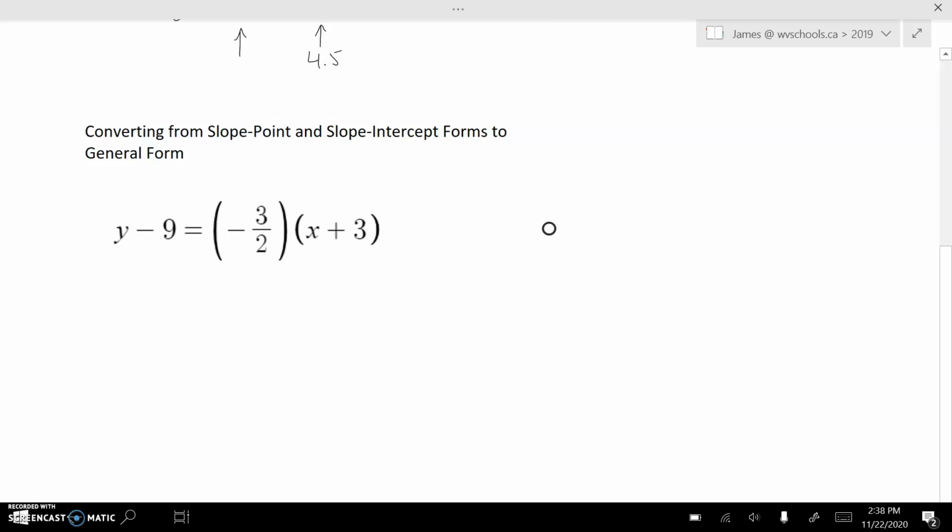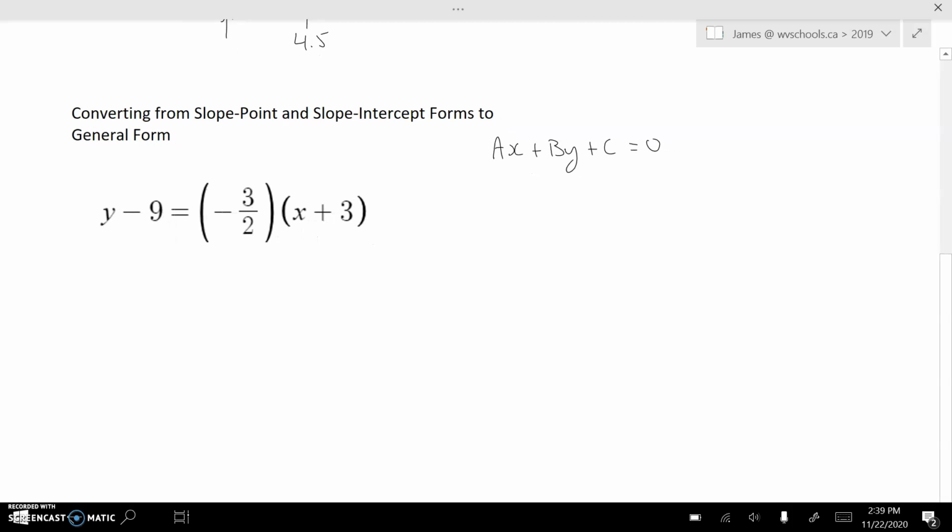The first thing that I want to do in this case is I don't like the fact that I have a denominator here. So I want to get rid of that 2 because general form is such that we have ax plus by plus c is equal to 0, where a, b, and c are integers, and a is not a negative. It's positive in this case.